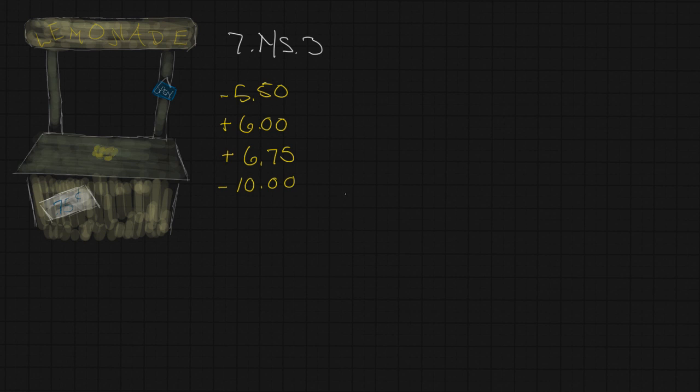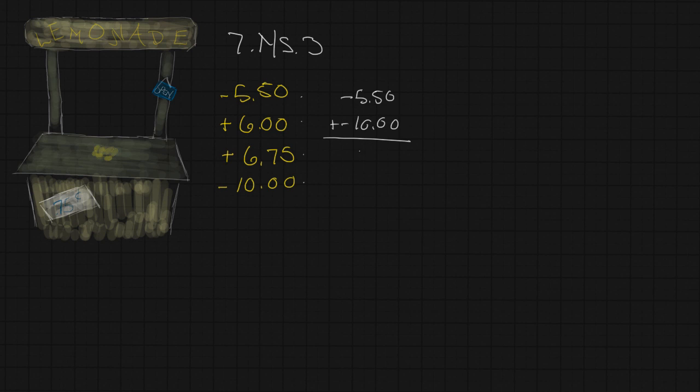There's a couple ways to do this. What I'm going to try and do, instead of adding them up in order, because when we add, we can use the commutative property, I'm going to switch them around and add the negative numbers together first. So I'm going to add negative $5.50 plus negative $10. That's the amount of money that I spent.